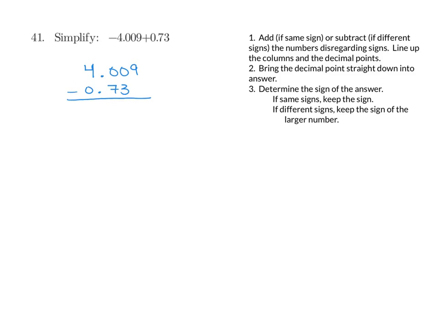All right, if we go ahead and subtract, we get 9 minus nothing is 9. For the rest of this, I do need to borrow, so the 4 is going to become a 3. 0 will become a 10, which will then become a 9, so that we can get a 10 and subtract the 3. 10 minus 3 is 7. 9 minus 7 is 2. And 3 minus 0 is 3. We bring down our decimal point, and then I need to know the sign of my answer. So if they are different signs, we keep the sign of the larger number. My larger number is 4.009, and so my final answer will be negative 3.279.